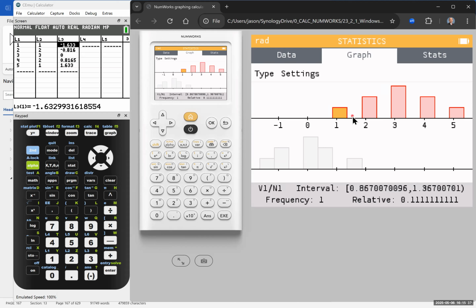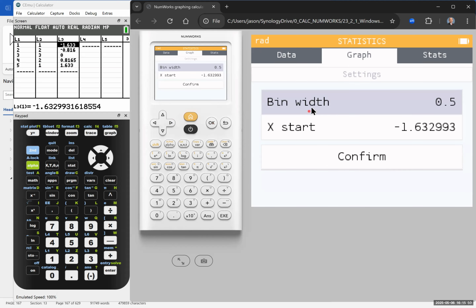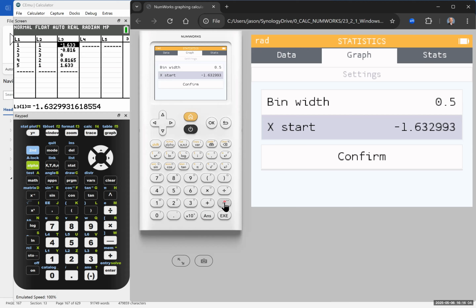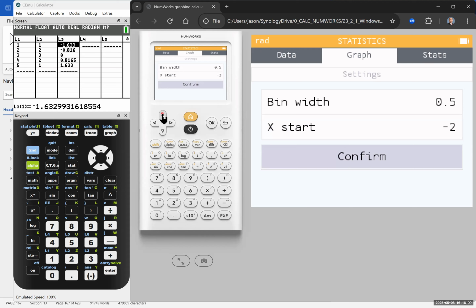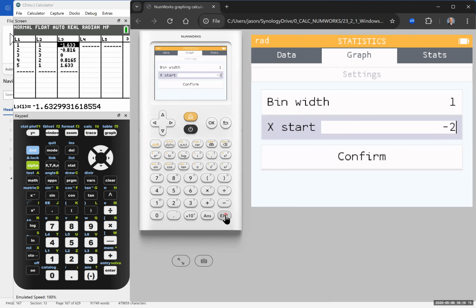So it's throwing this off a little bit. Let me see if I can change the settings here. Okay, the bin width, this negative start. This will get me close enough, I think. Again, I'm just kind of winging it. Let me put -2 here. I think that might get me close enough. Maybe with a bin width of 1. Let's try that.